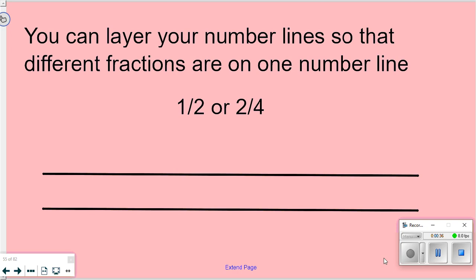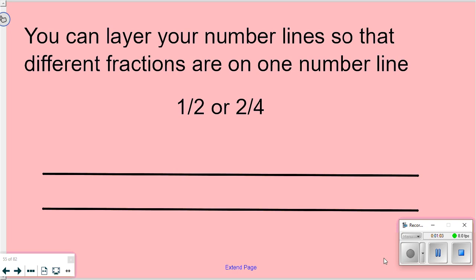What does that word layer mean? We don't know. We never heard that word before. Heidi, what does layer mean? It means like putting stuff on top. Yeah, we're going to be putting things on top of each other.